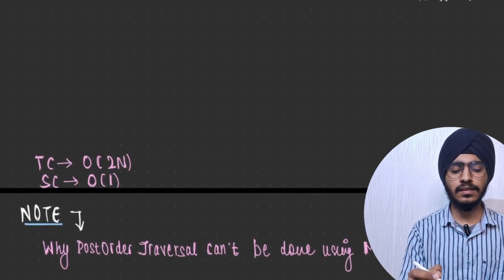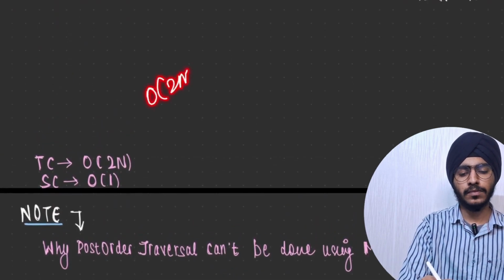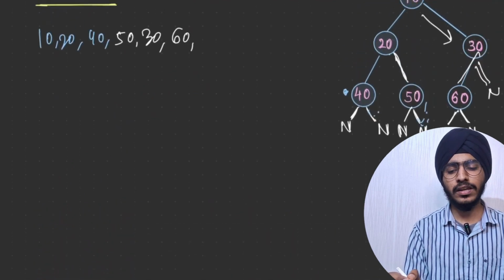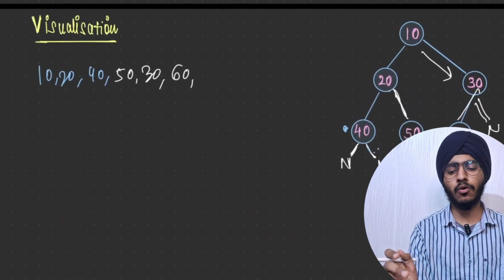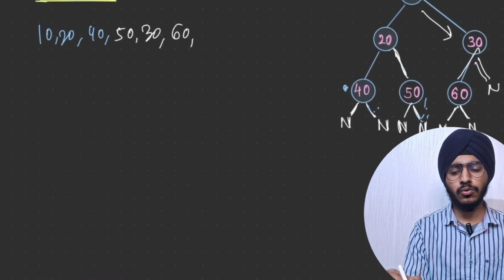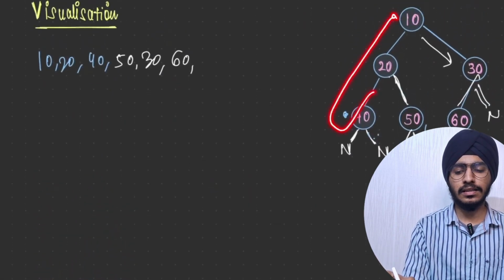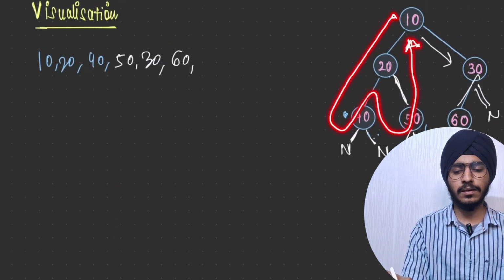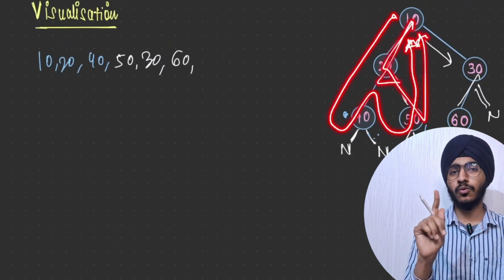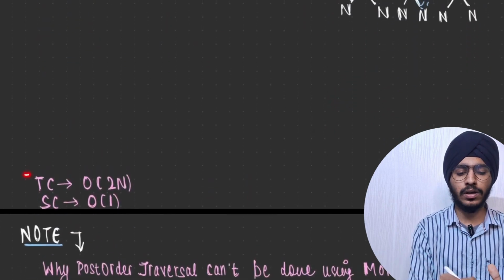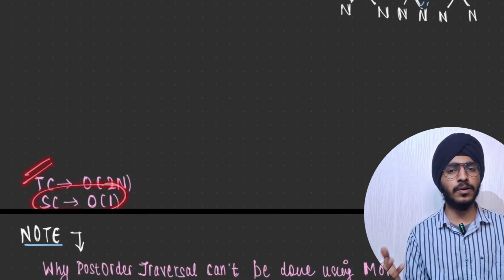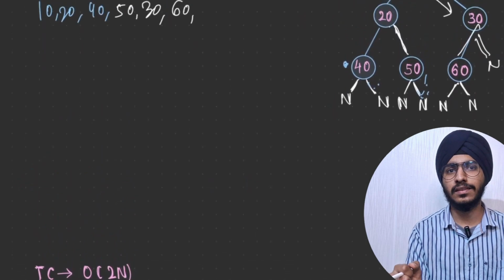So the time complexity is big O of 2n. Why? Because for every node, we are just trying to go to it 2 times only. Why? Because when we come to the same node after creating the thread, we again do the same thing. So we do this only 1 time to check whether the thread is there or not. So that's why it's 2n. Space complexity is obviously big O of 1. We have reduced the space, right?